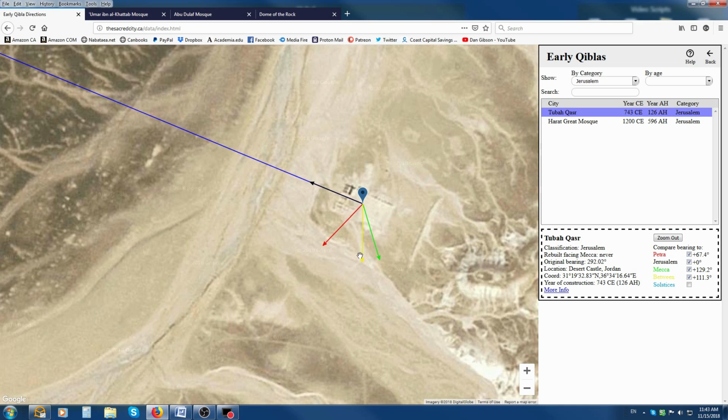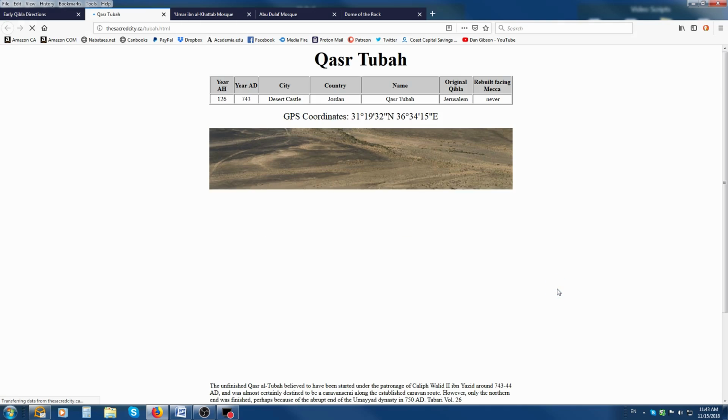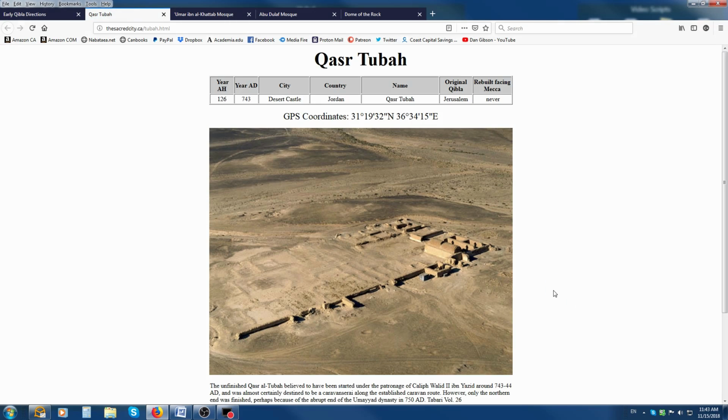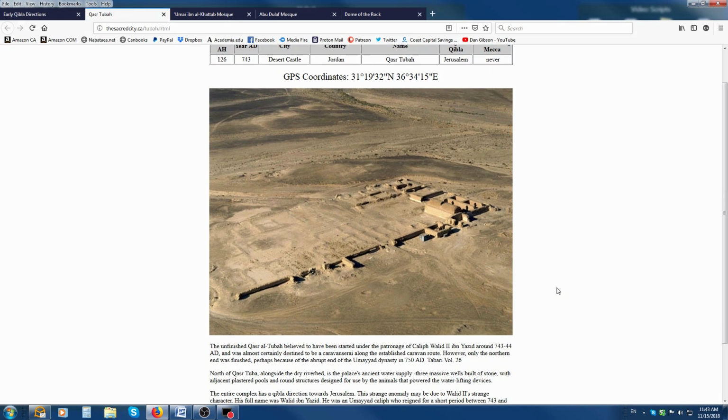So if you're curious, well, why is there a building with a Qibla that points to Jerusalem? Well, we can have a look. You can go down here, and there it is. It's only partially built. It wasn't completed. It's the Qasr al-Tuba. It's in Jordan. It was done by Caliph Walid II, Ibn Yazid, and so forth.